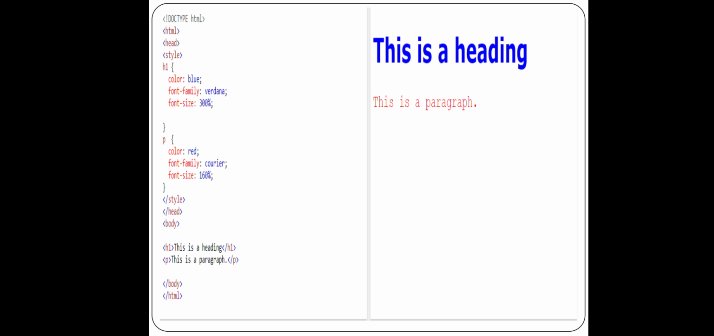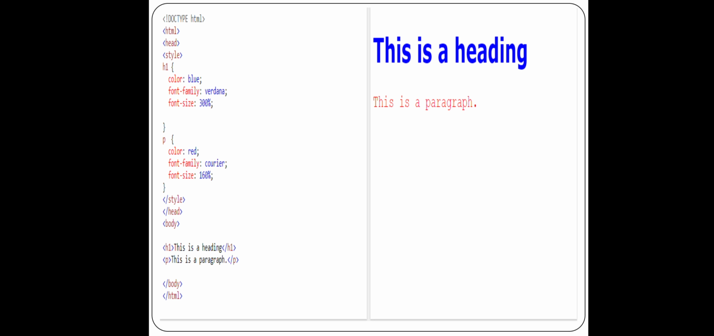In this H1 I am using color, assigning the value blue, which means the text color will be blue. Then the font family will be Verdana and the font size will be 300%. So whatever text is present in the H1 tag will have all these settings: text color blue, font family Verdana, and font size increased by 300%.